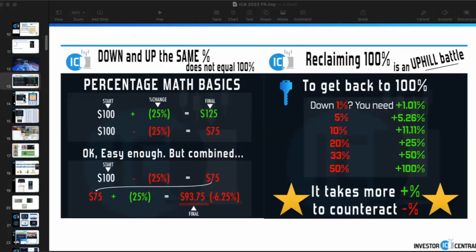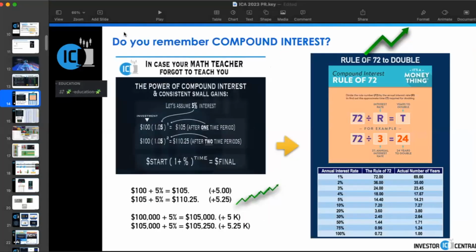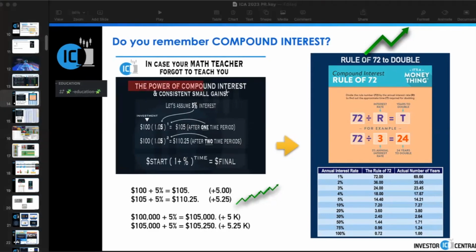Now, let's continue. I teach high school, middle school, and college kids. I love to teach calculus in particular. But one of the things embedded within all of it is this concept of continuing to multiply, but at a small percentage rate. In case your math teacher forgot to teach you, there's a power in compound interest and consistent small gains.